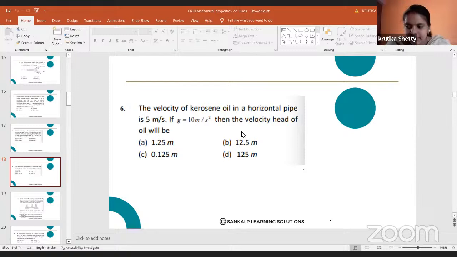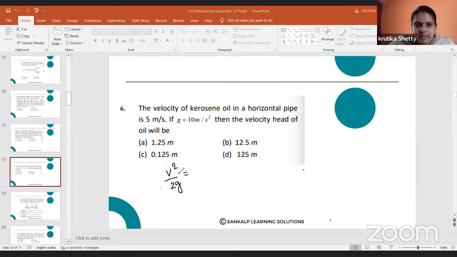It is given by, you can take the formula, that is V square. So option A, yes, it is option A, Harshita. Yes, it is correct. So students, see how the equation comes here. The velocity head is given by V square upon 2g. So this is the expression here.